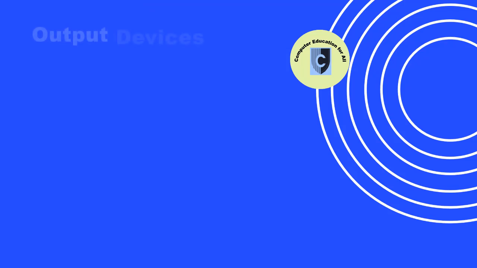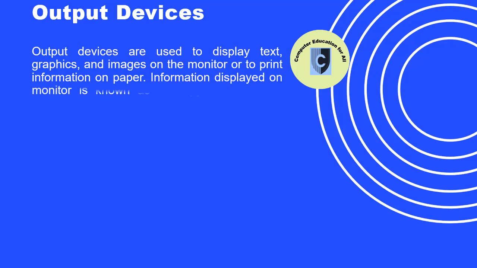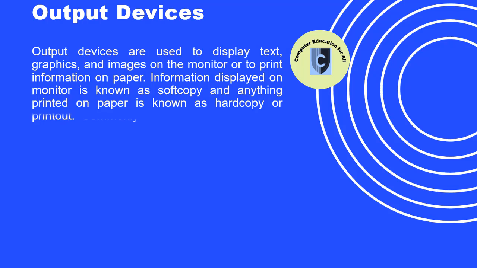Output devices. Output devices are used to display text, graphics, and images on the monitor or to print information on paper. Information displayed on the monitor is known as soft copy, and anything printed on paper is known as hard copy or printout. Commonly used output devices are monitor, printer, plotter, and speaker. Monitor.